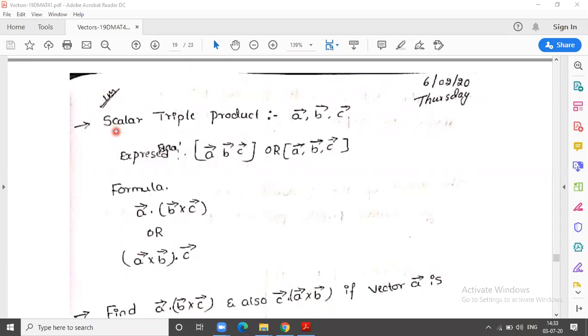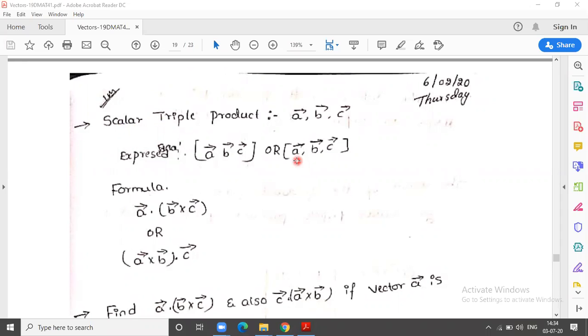In the last session, we discussed the cross product of vectors and a few problems based on the cross product that we solved. So in this section, I'm going to discuss the scalar triple product of any three vectors.